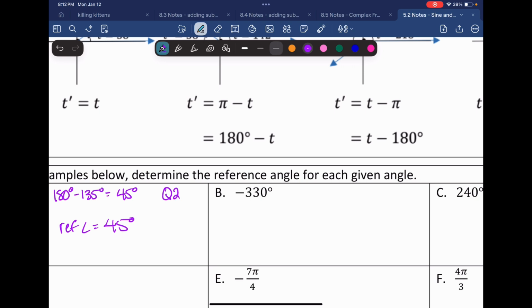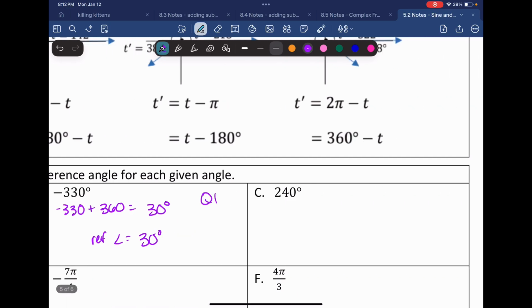All right, so negative 330 degrees. In your negative angles, you're going to add 360, so that's going to give you 30 degrees. This is putting us in quadrant 1. Now 240 is in between 180 and 270, so I'm going to do 240 minus 180. That is 60. That's putting us in quadrant 3.